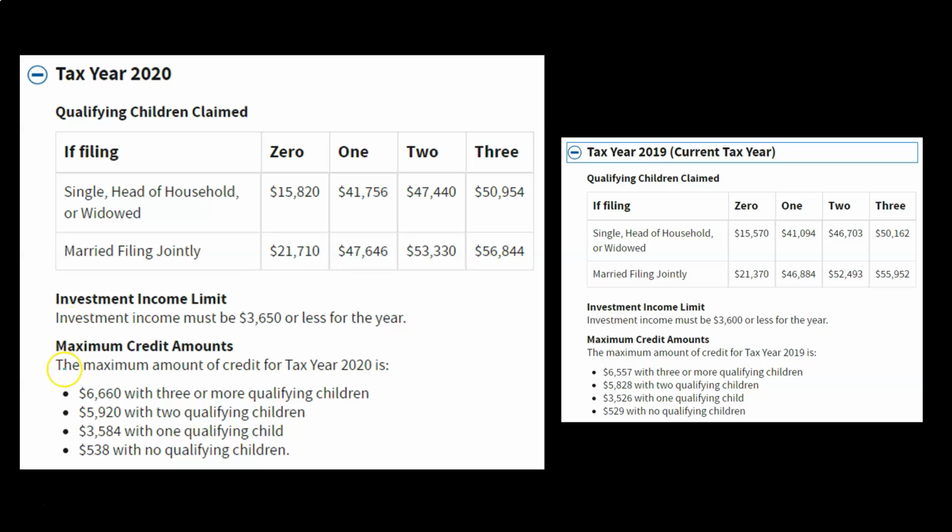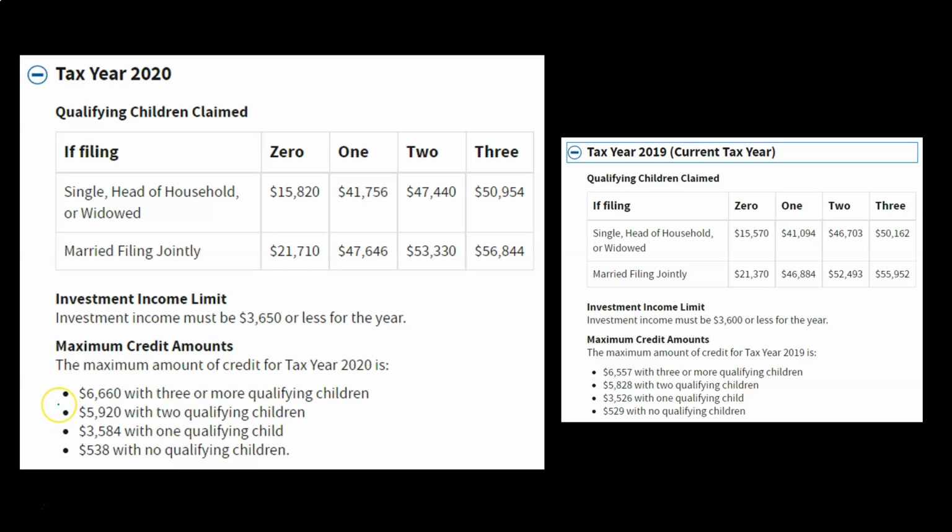Maximum credit amounts. The maximum amount of credit for tax year 2020 is, and notice it can be as high as 6,660 with 3 or more qualifying children. So 3 or more qualifying children, the credit could be as high as 6,660. If there's 2 qualifying children, the credit could be as high as 5,920.